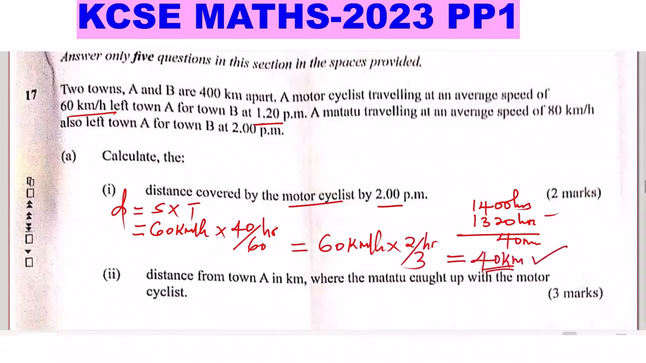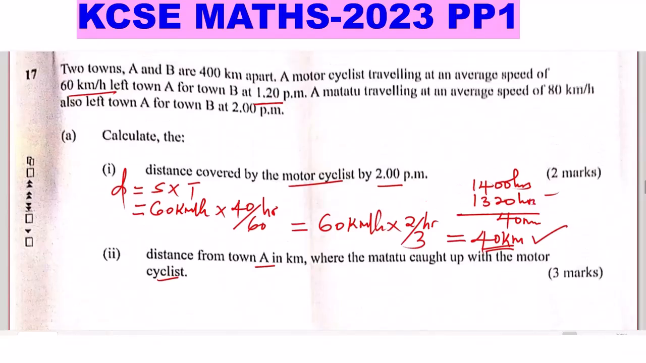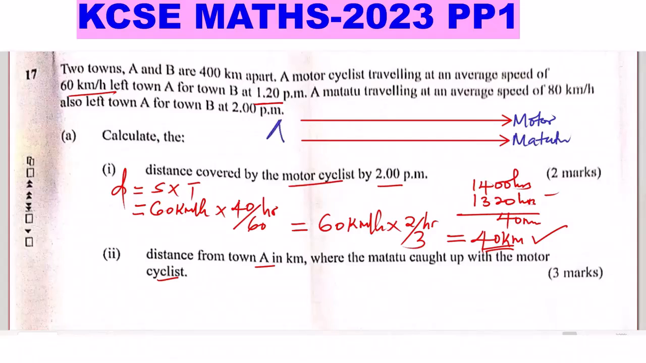That is the distance. Part (b): the distance from town A in kilometers where the matatu caught up with the motorcyclist. We've just noted from the statement that both the motorcyclist and the matatu are moving in the same direction. They are moving from A. So let me draw. That is the two of them. The first one is the motorcyclist, then this one is the matatu. This is A, this is the destination, which is B.